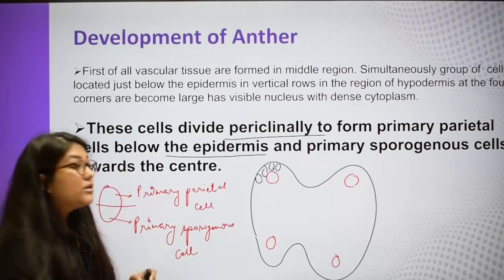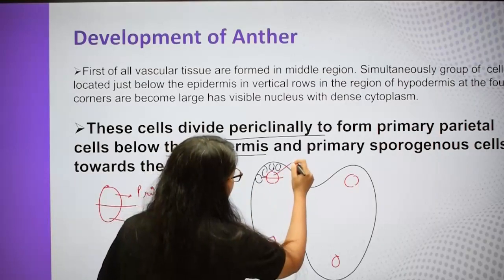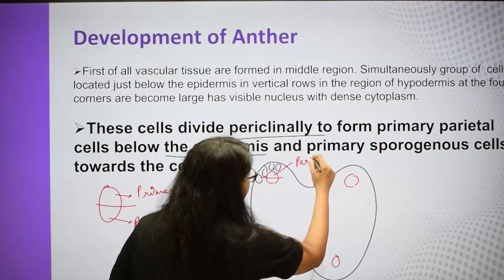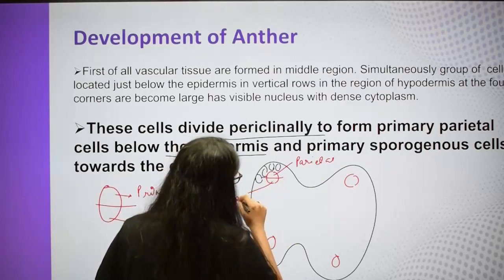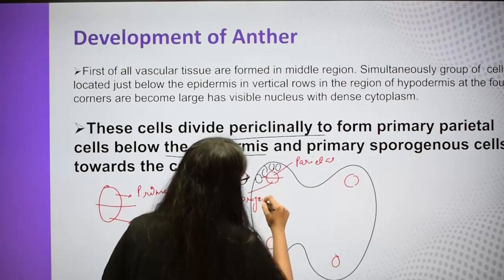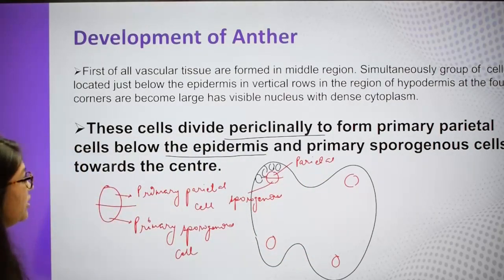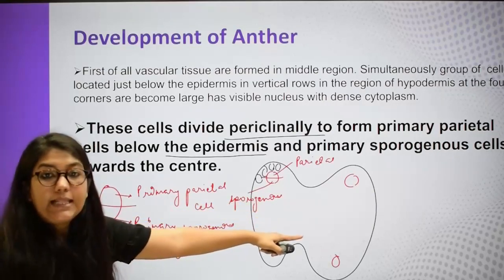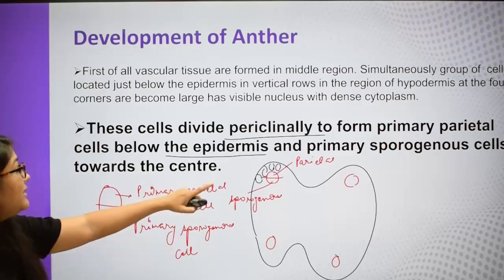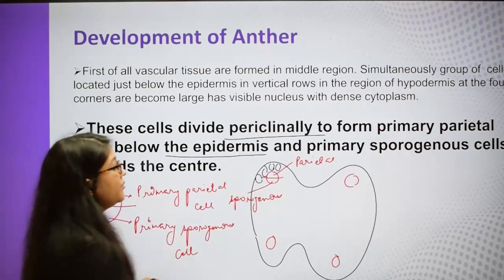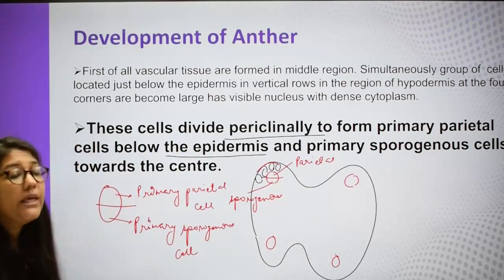Now very important, what is the location of each of them? See, this one is your parietal cell and this one is your sporogenous cell, right? So now we all can see from this particular diagram what the location is. The primary sporogenous cell is towards the center and the parietal cell is below the epidermis. This is my epidermis, right? So the parietal cell is coming below the epidermis.